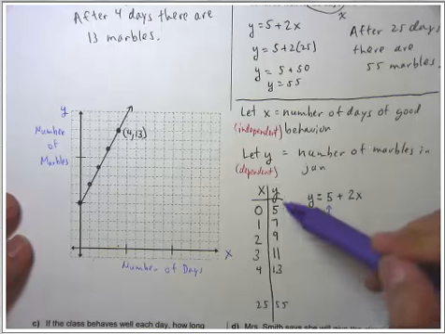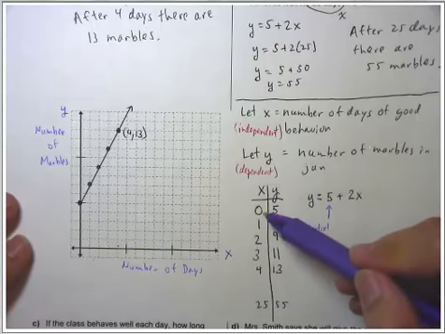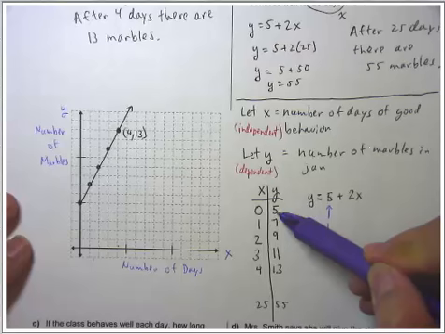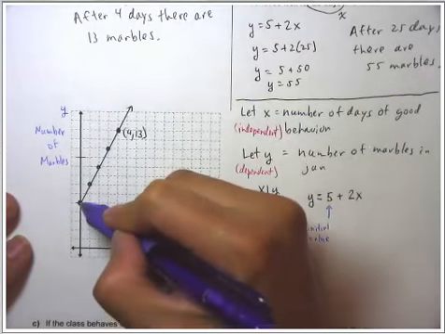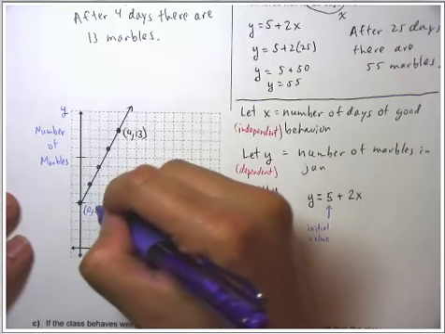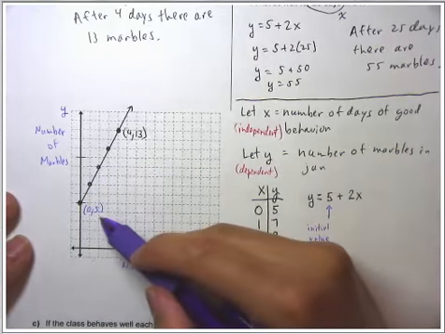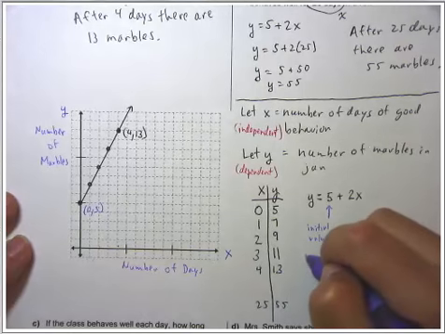And you can see that here in the graph, or in the T-chart. On day 0, we're starting out with 5 marbles. And you can see that in the graph: we're starting out on day 0 with 5 marbles. This is the point (0, 5). And hopefully you remember that that is also called the y-intercept.